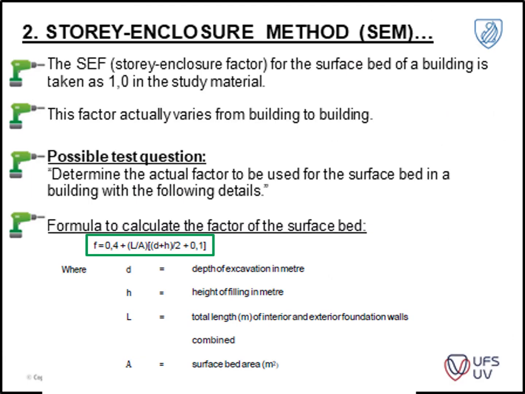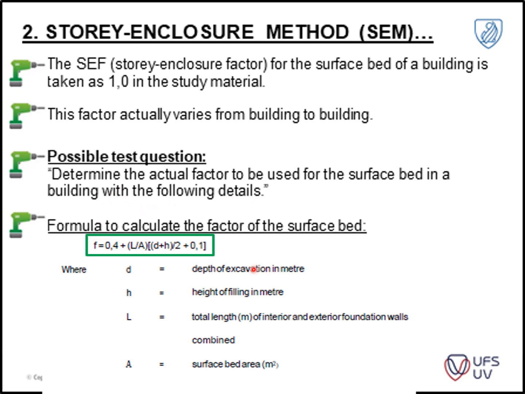Looking at another example, the storey enclosure factor for the surface bed of a building is usually 1. But the factor actually varies from building to building, so one wants to improve that factor and consider that whenever you're changing it. To determine the actual factor to be used for the surface bed in the building, we use the following formula.